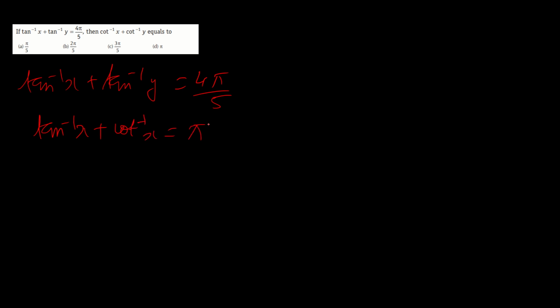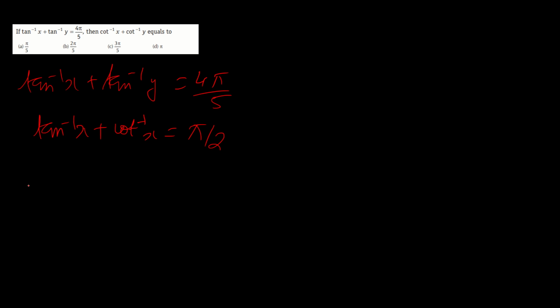Now first of all we have to write the given data down. Okay, for beginners you can do that. For experts, go with the question. But here I recommend that. Okay, so tan inverse x plus tan inverse y is equal to 4 pi by 5. Okay, so for tan inverse x in terms of cot inverse x, we can use with the help of this identity: tan inverse x plus cot inverse x equal to pi by 2.